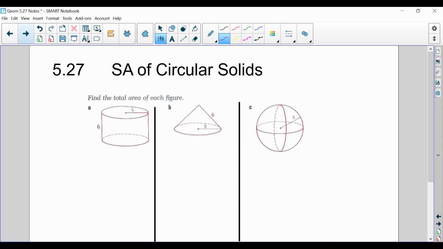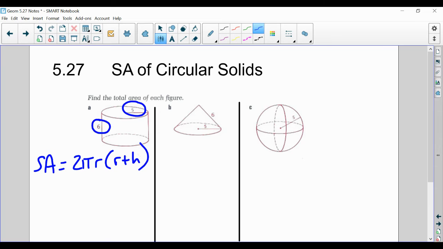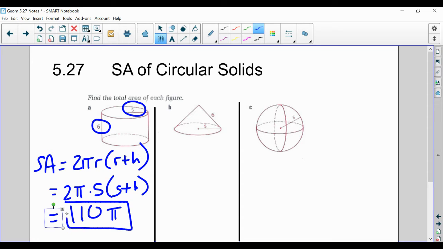Find the total area of each figure. Again, your book says total area, I use surface area. We're going to leave our answer in terms of pi, of course. For number 1, it's a cylinder, so my surface area is 2 pi r times r plus h. I know r is 5 and h is 6, so it's 2 times pi times 5 plus 6, which is 10 times 11, which is 110 pi. There are no units in the diagram, so I'm not going to give any units in my answer. 110 pi.